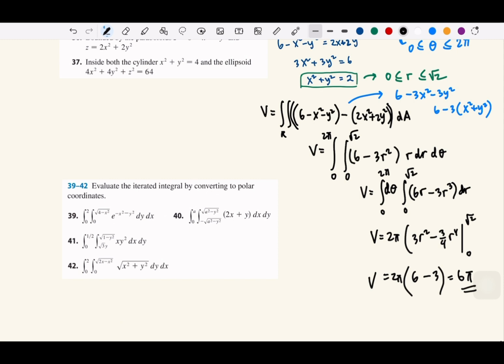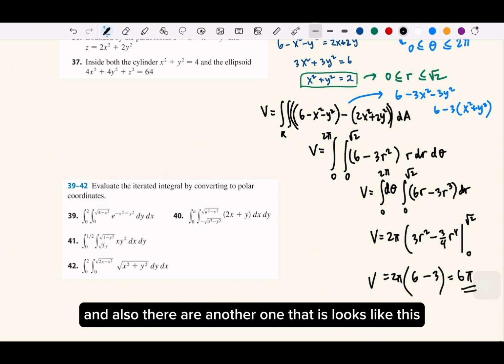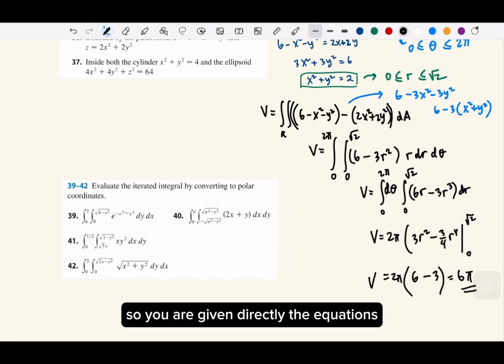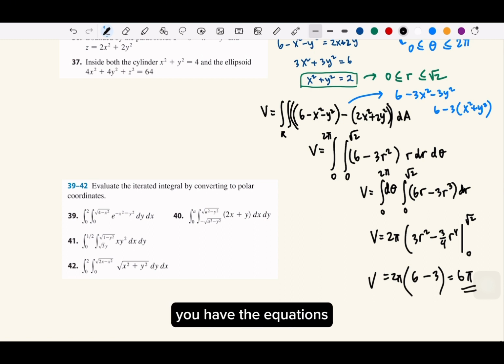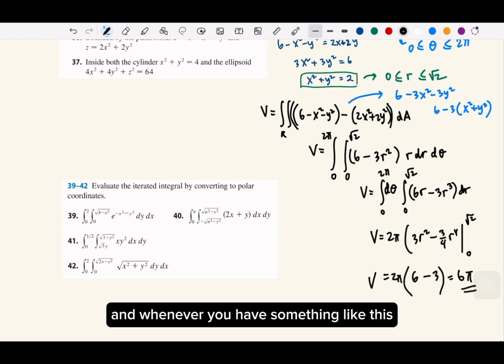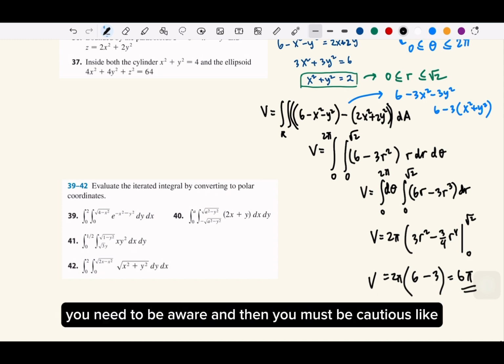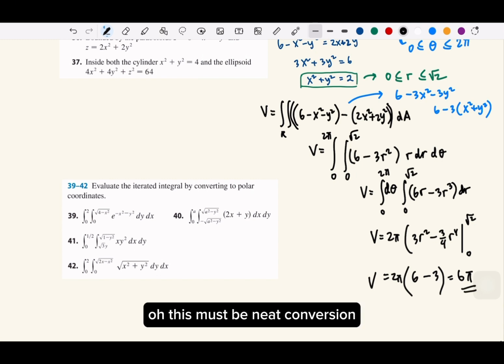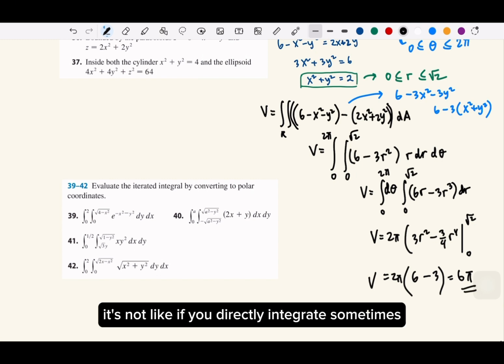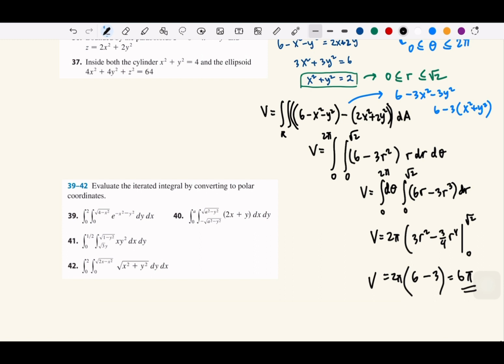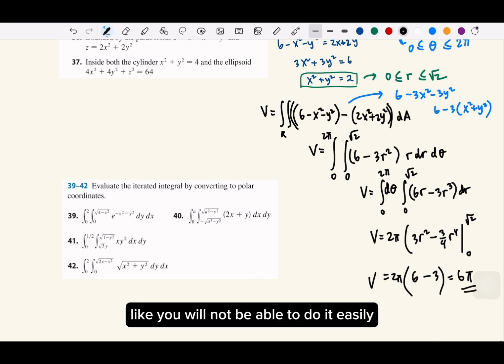Okay. And also there is another one that looks like this. So you are given directly the equations. Like you have the double integrals, you have the endpoints, you have the equations, and whenever you have something like this, like square root of something, you need to be aware and cautious. Oh, this needs conversion. If you directly integrate, sometimes you will not be able to do it easily.